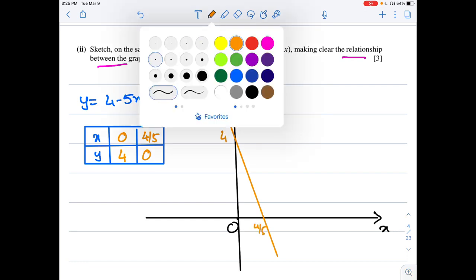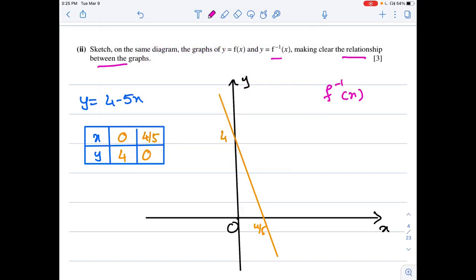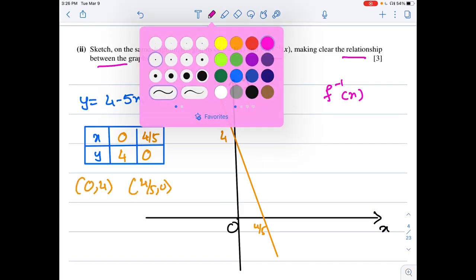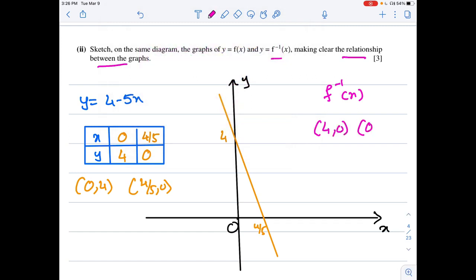Now for f inverse of x. So when I'm talking about f inverse of x, the points of f of x were (0, 4) and (4/5, 0). So points for f inverse of x will be (4, 0) and (0, 4/5). So previously it was on the y-axis, 4. Now it will be on the x-axis, it will be 4. So I'm going to draw it out. And on the y-axis it's going to be 4 by 5. The points get swapped. So over here I get 4 on the x-axis, on the y-axis I get 4 upon 5.